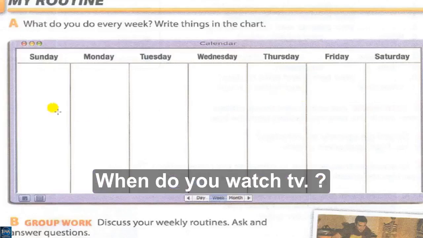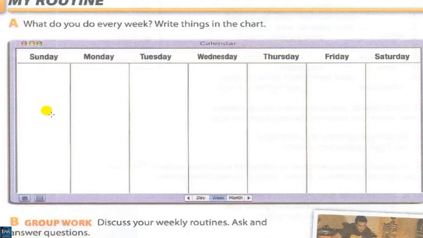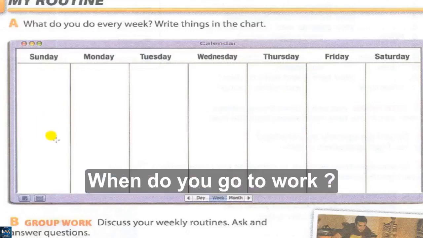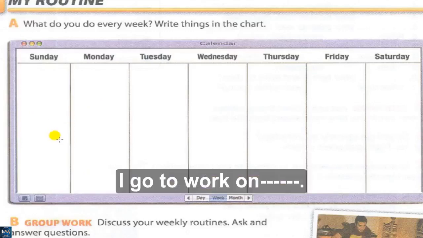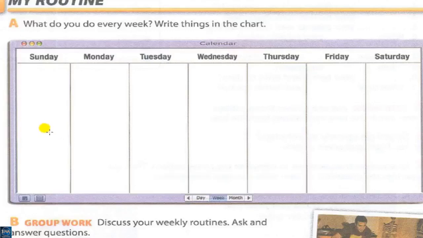When do you watch TV? I watch TV on Sundays and Mondays. When do you go to work? I go to work on Sundays, Mondays, Tuesdays, Wednesdays, Thursdays. Do you check your email? I check my email every day: Sunday, Monday, Tuesday, Wednesday, Thursday, Friday, and Saturday.